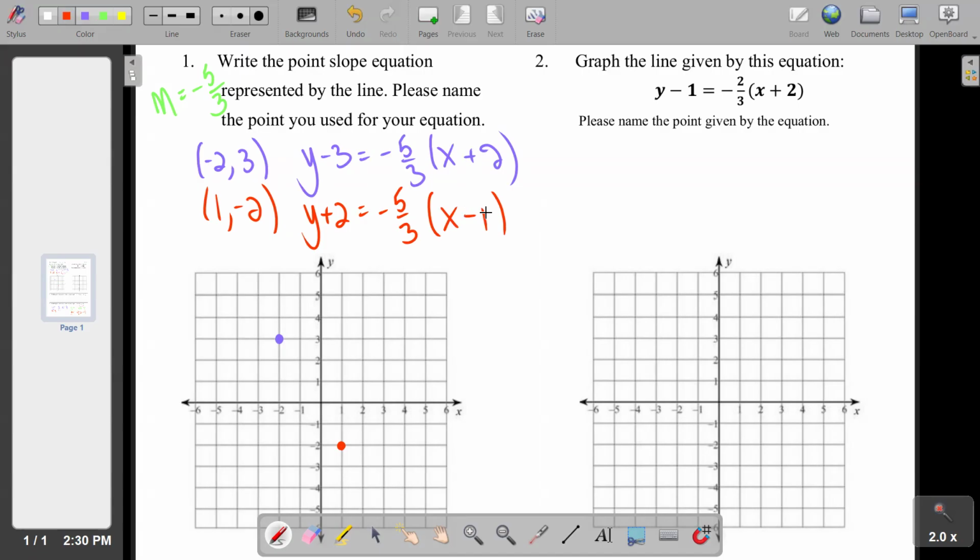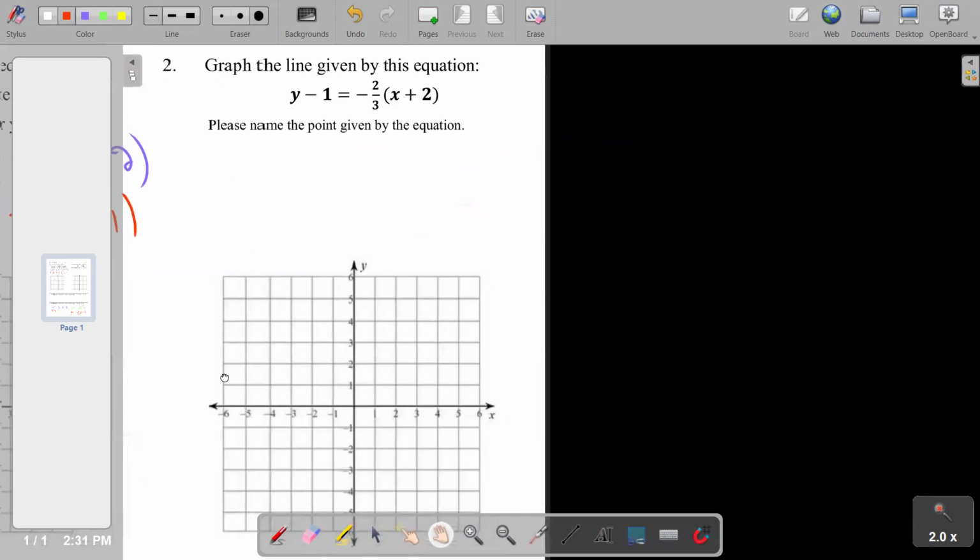That's going to be a really standard basic expectation for the next quiz: show me that you can call your shot, name the point, name the slope, and then do your thing, right? Question 2 is basically the same thing, only pretty much backwards. What I need from you in questions like this, though, first is to identify the point that the line goes through. So please name the point given to you by the equation.